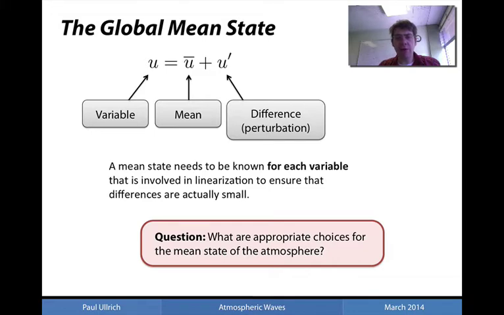Consequently, for each of the variables that are responsible for driving the equations of motion, we will need to know a mean state for these variables in order to ensure that perturbations are actually small. So this leads to the outstanding question then, what are the appropriate choices for the mean state of the atmosphere? We'll now go over basically each of the major variables associated with the evolution equations and look at how the mean state can be best parameterized.